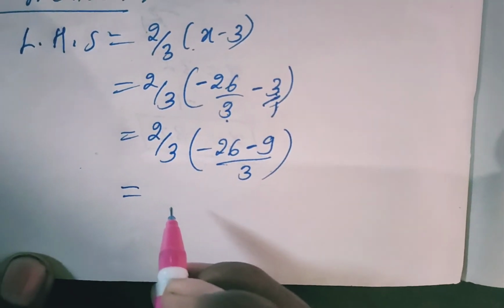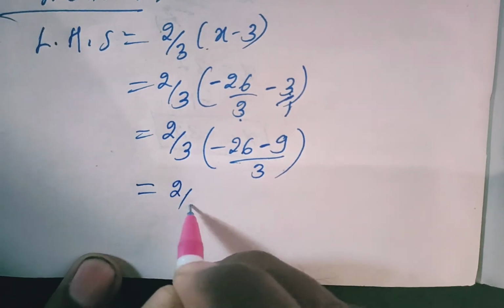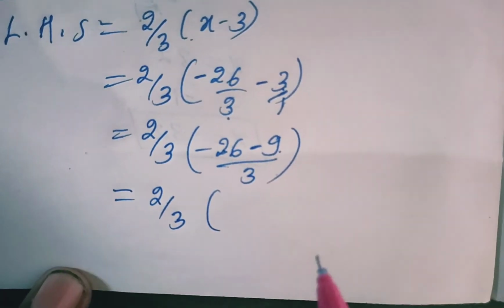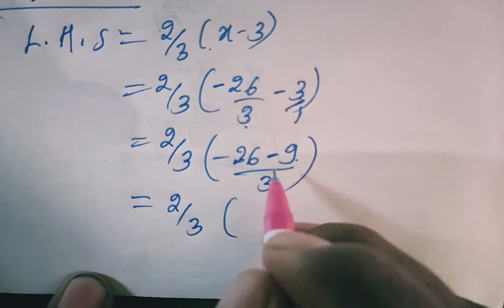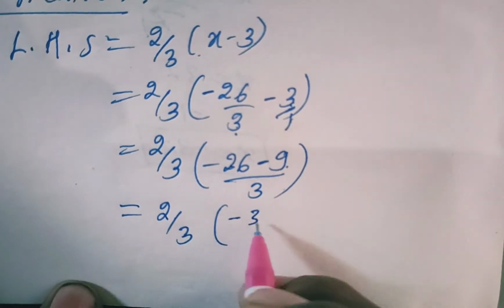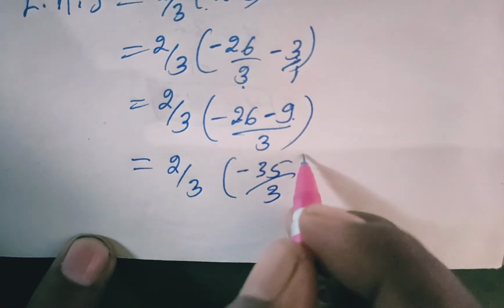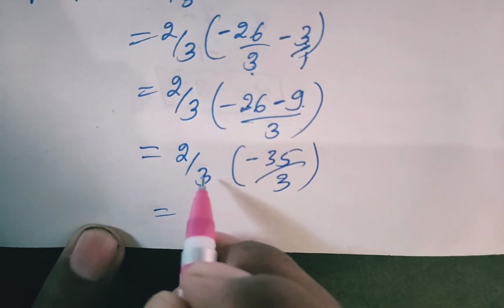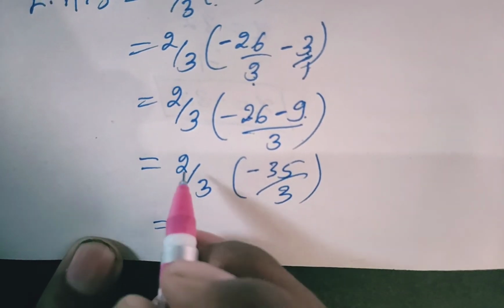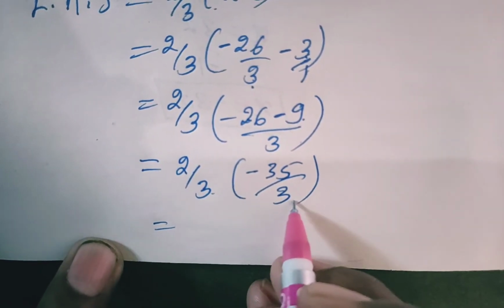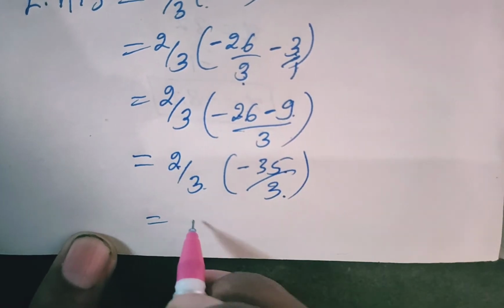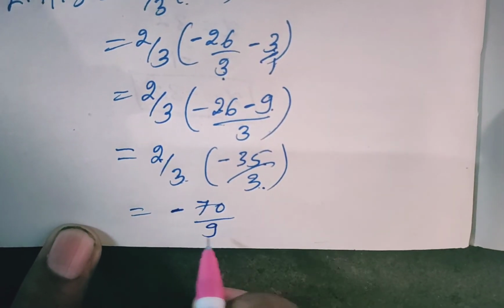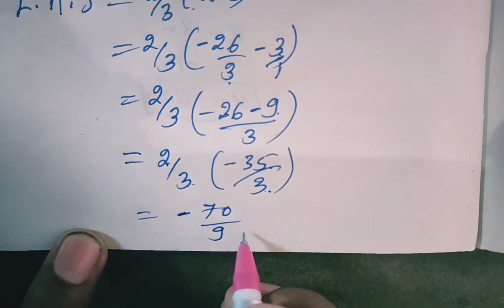Now here 2 upon 3. Now minus 26 minus 9, so that becomes addition, so we need to add. Then what will happen? Minus 35 upon 3. Now, is it possible to divide here? No, nothing is divisible. So directly multiply numerator and denominator. 2 into 35, here minus as it is, 70 divided by 3 3s are 9. Minus 70 upon 9. This is the LHS term.